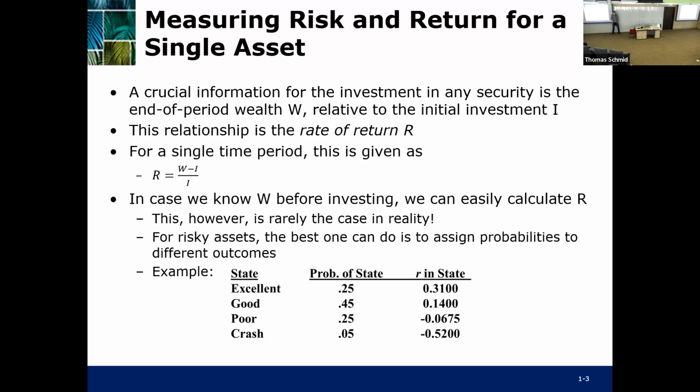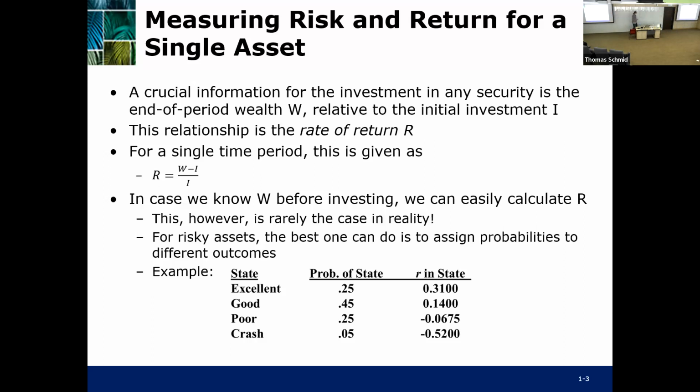And then for each of these states, we can also assign a probability, because some of these states are more likely than others. So we could say, look, a good economic state has a probability of 45%, a crash has a probability of 5%, and so on and so forth. So, long story short, we create this table, which gives us a more intuitive, a more conceptual way to think about our expectations of the return of a risky asset. Okay?